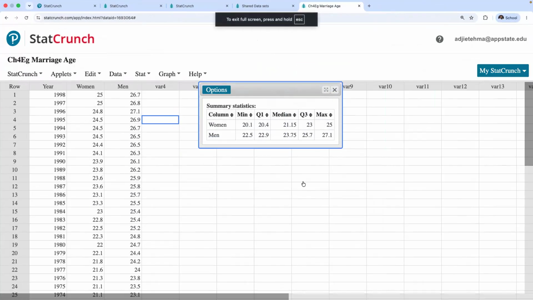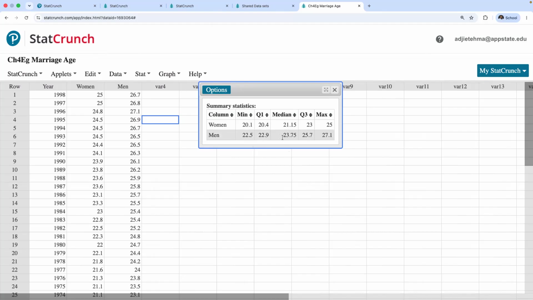So you have this first summary. What can you say? Women have the lower minimum, Q1, and median. They have lower everything. So what does that imply? They get married younger than men. So this is what the summary statistics is telling us, because you can compare their medians and see that the women have a lower median than the men.